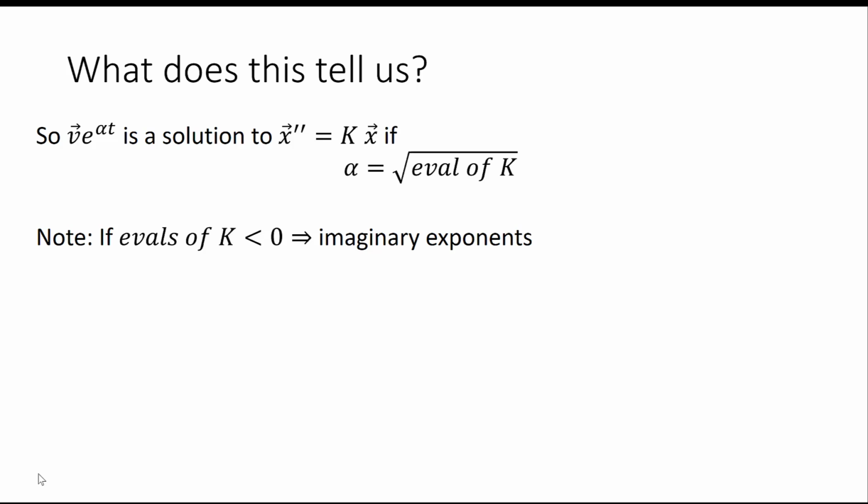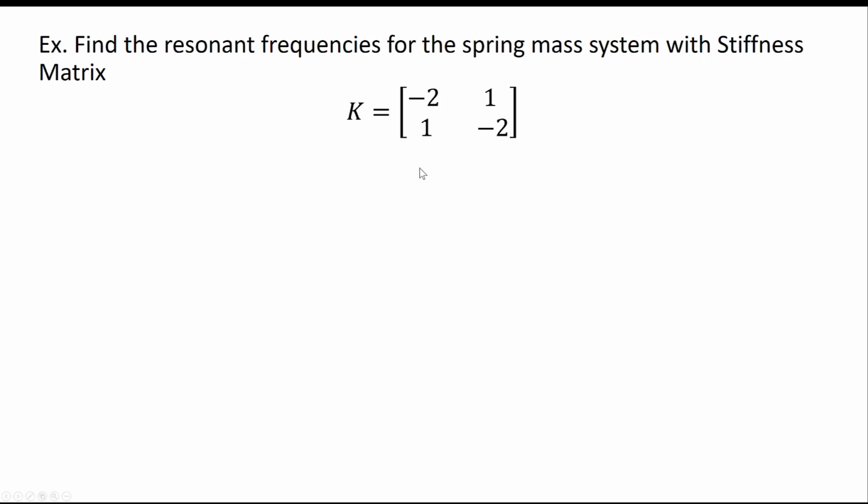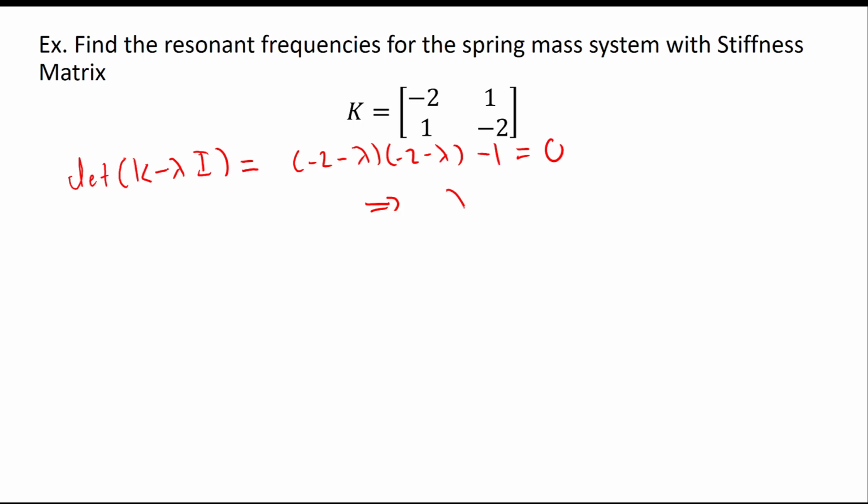So let's look at one example before we conclude this video using the stiffness matrix from our MATLAB demo in class. This was the matrix K equals negative 2, 1, 1, negative 2. To find the eigenvalues of K, we simply apply the process we've been using in class and look at the determinant of K minus lambda I. And if you continue down and solve for lambda in this equation, you should get that lambda is negative 3 and negative 1.